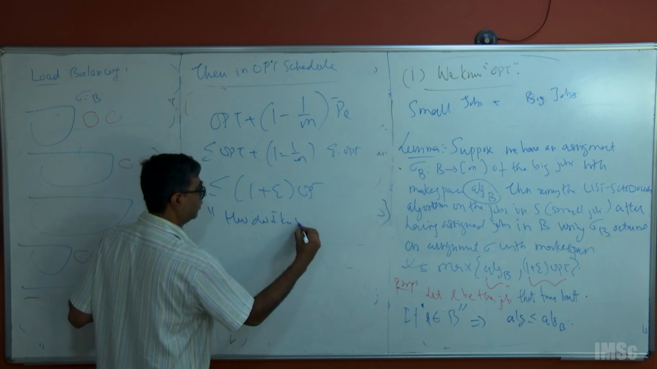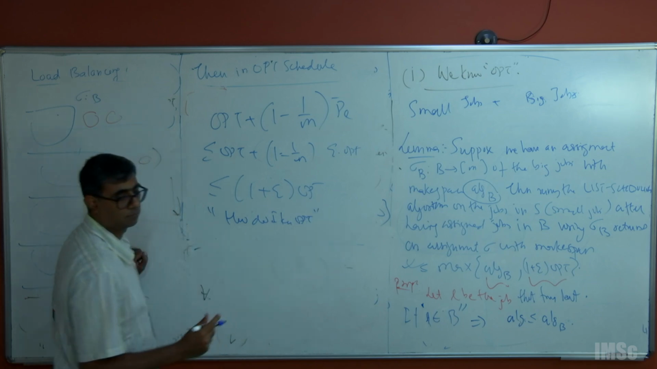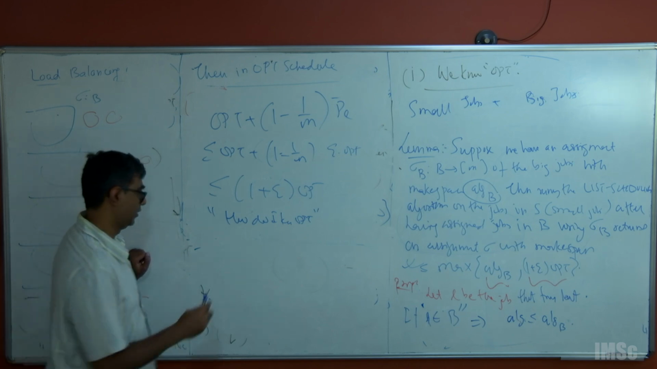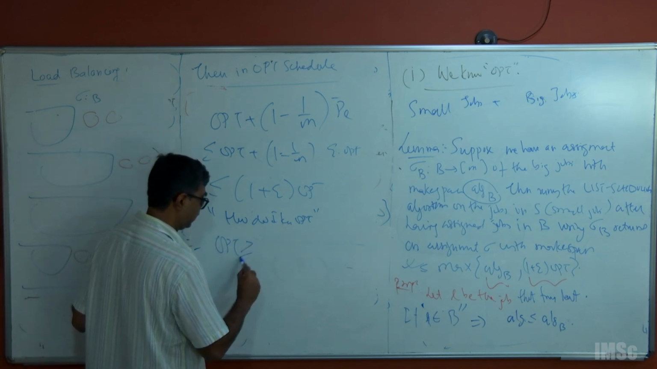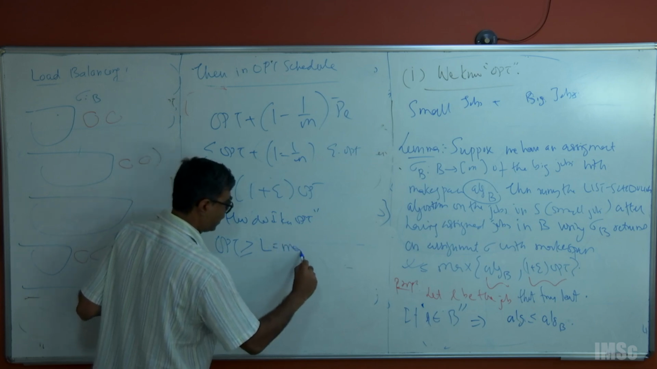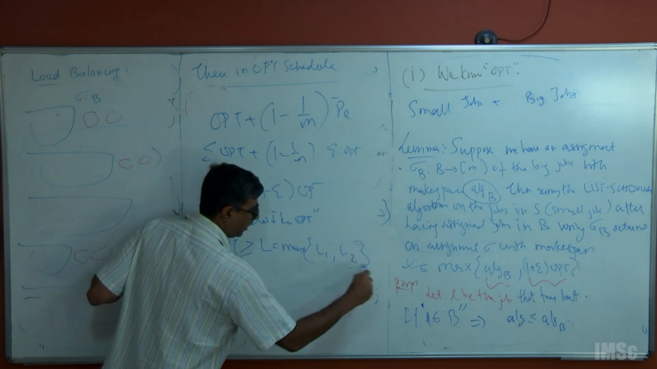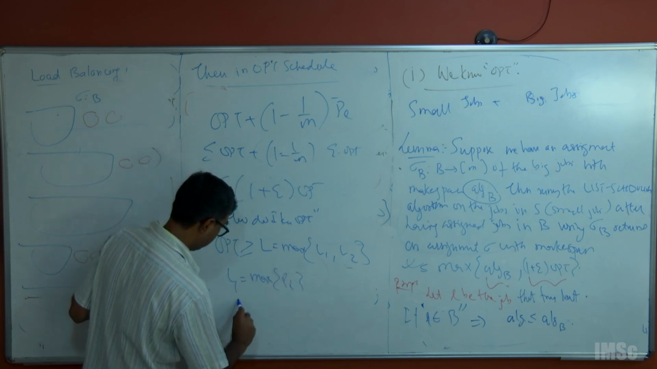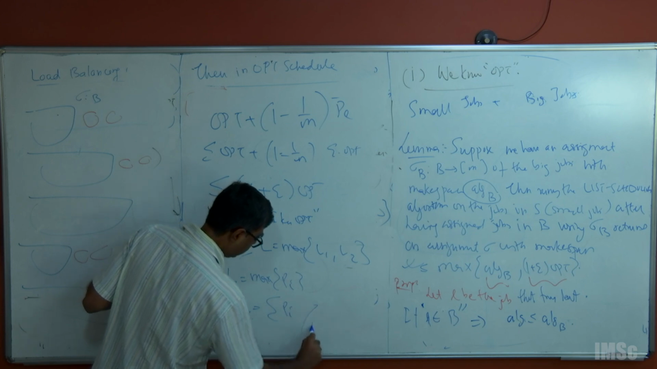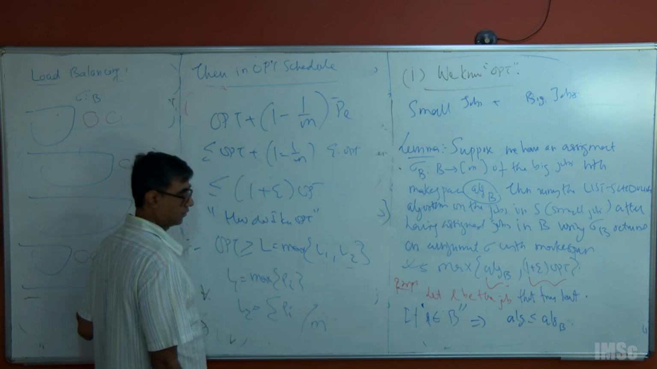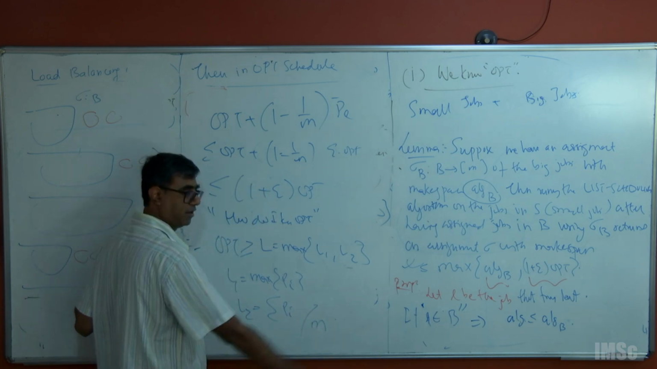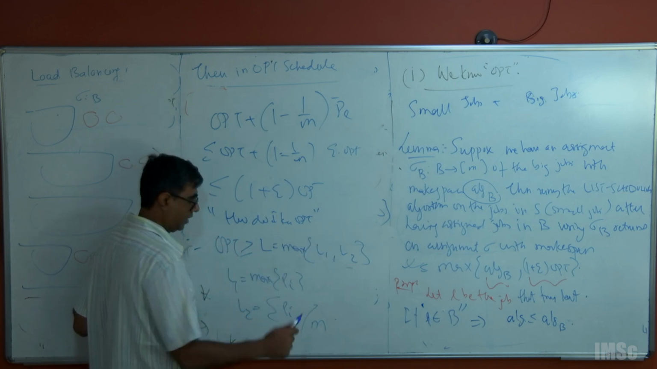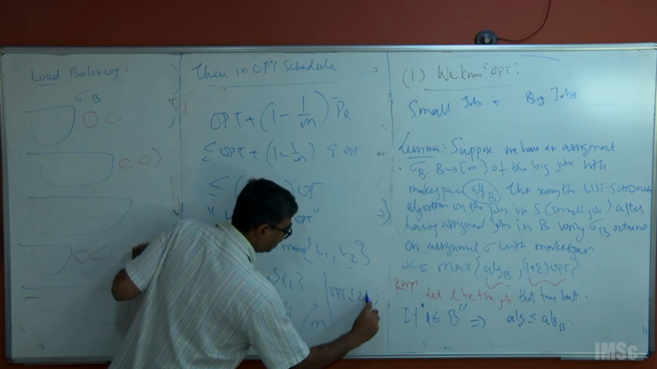And the final idea is: how do I know opt? Do I know opt? At least, do I know an estimate on opt? Opt is greater than or equal to L, which was max of L1, L2, where L1 was max of the p_i's and L2 was the summation of p_i's divided by m. Do you agree? And what did we also learn by that algorithm? Opt is upper bounded by 2L. We also knew that opt is upper bounded by 2L.